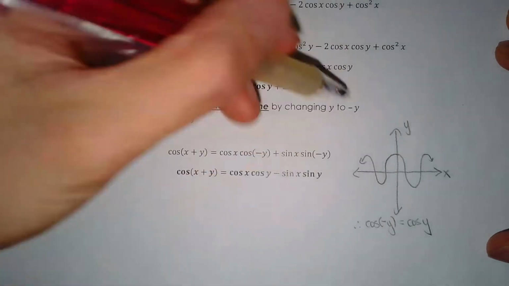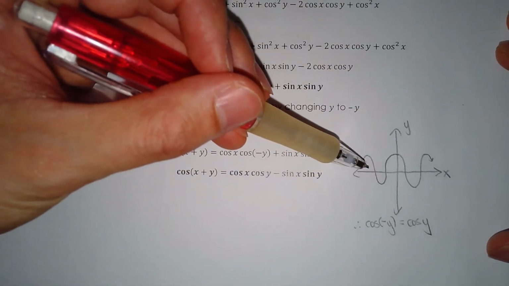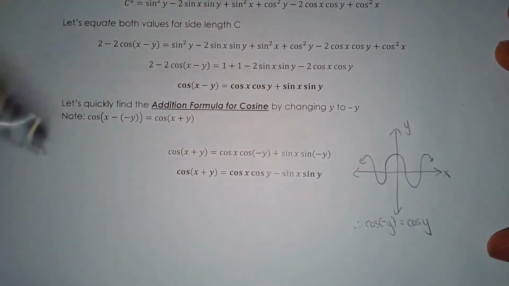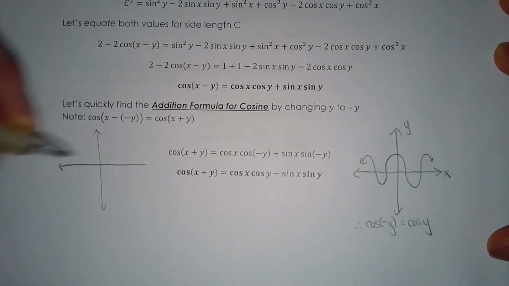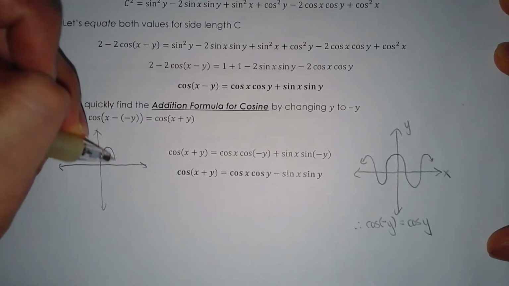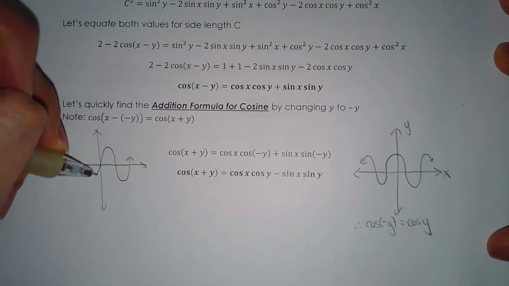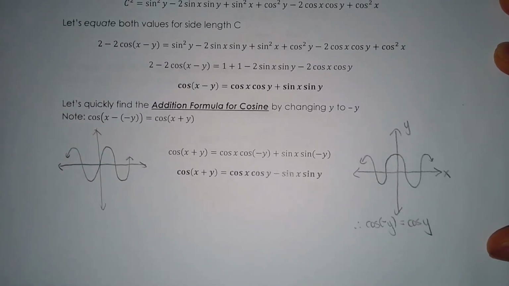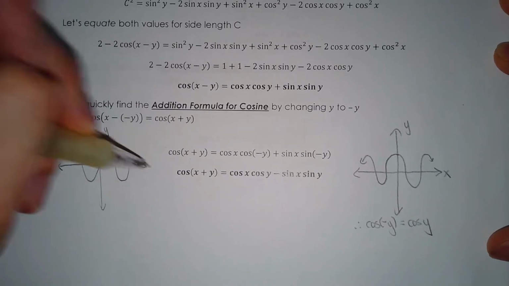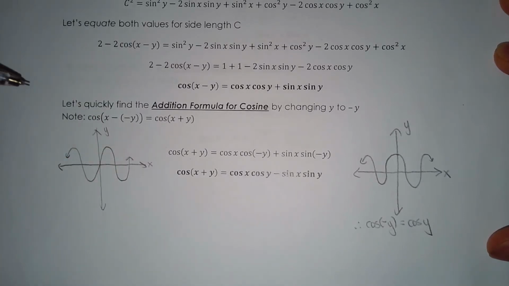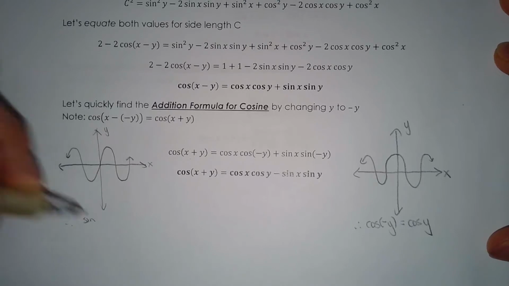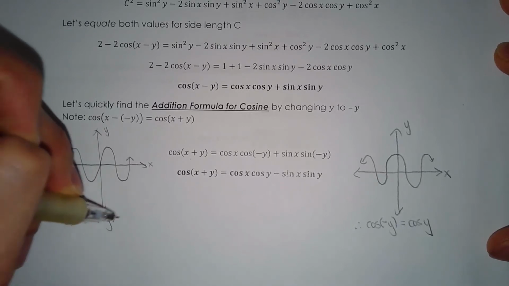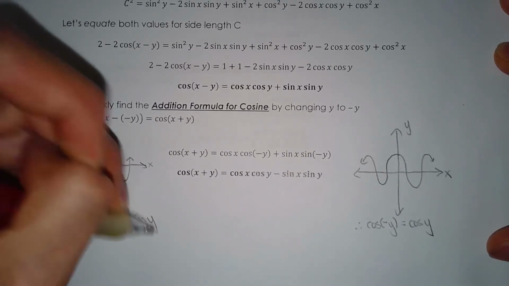Now, cosine is an even function, but I didn't say sine is an even function. Let's see what sine is. So once again, we'll try to graph what sine is, or hopefully remember from last year. Okay, the sine function is most definitely not an even function. In fact, the sine function is an odd function. So since it is an odd function, sine of negative y equals negative sine y.